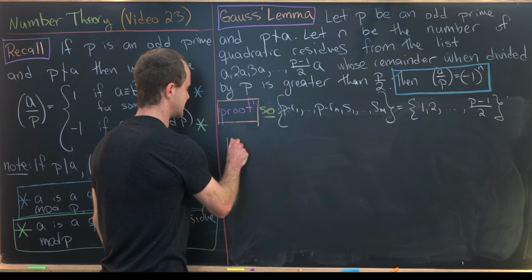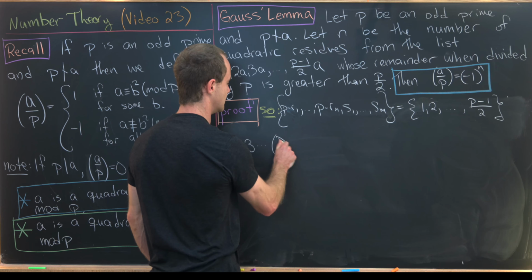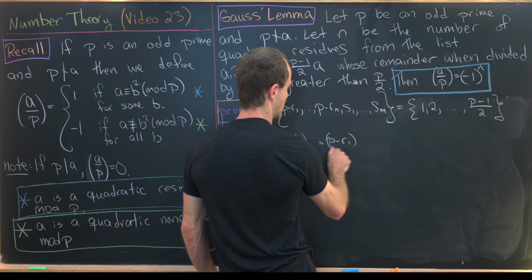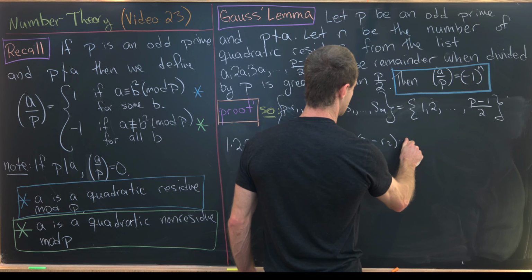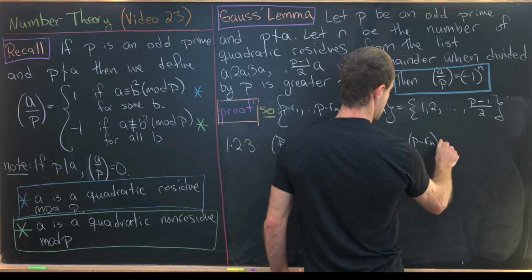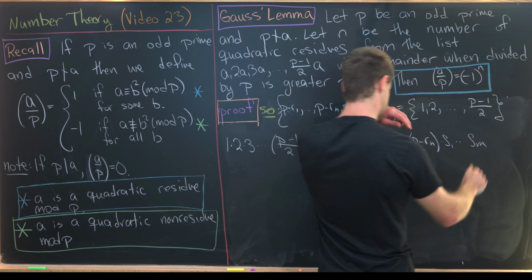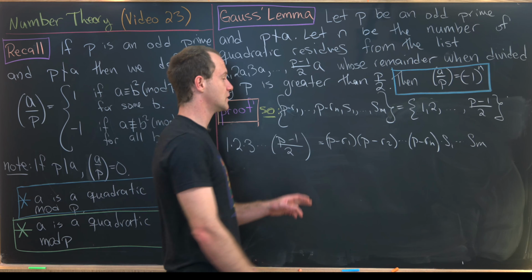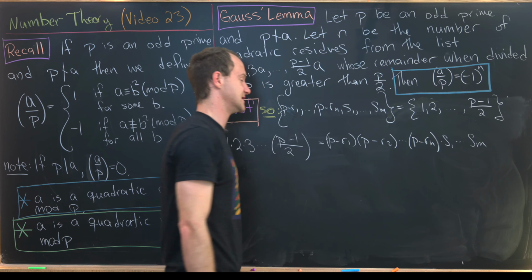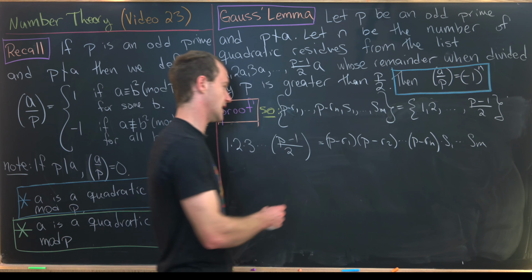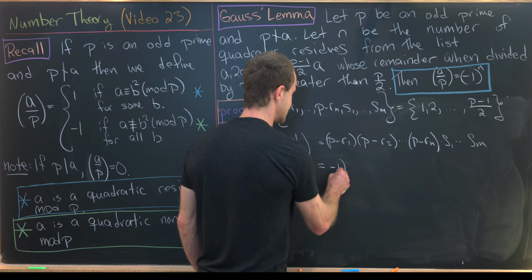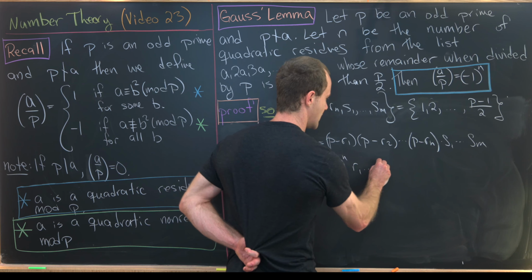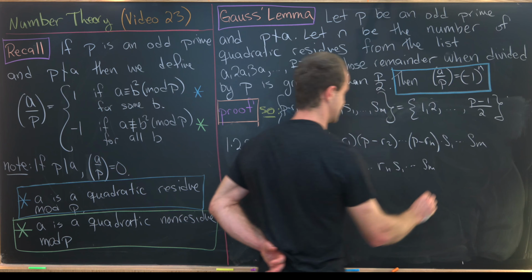So we've got 1 times 2 times 3 all the way up to times (P−1)/2, which will be the same thing as (P−R1) times (P−R2) all the way up to (P−Rn) times S1 all the way up to Sm. Now we'll exchange this equality for congruence modulo P. Notice we'll pick up a minus sign for all of these guys that are in the form of P minus Ri. So that means we'll pick up a total of (−1)^n minus signs. And then we'll be left with the product R1 up to Rn and S1 up to Sm.